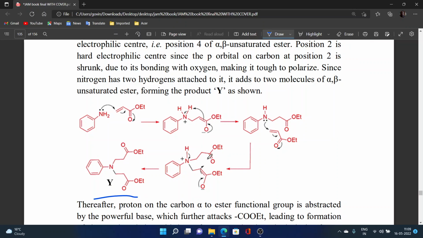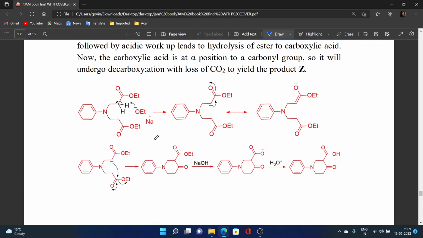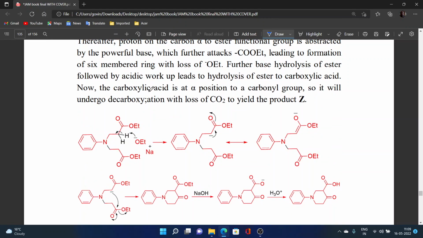This comes here the same way, it goes and takes a proton, you are getting this Y, right? Next, what happens? Next you are interacting with a base. So now this will undergo a condensation reaction. This OEt minus will take away, this is Claisen condensation basically. This OEt minus will take away this proton, you get a negative charge. This negative charge is delocalized with this, and so this will go and attack here, this OEt leaves, and you are getting this.